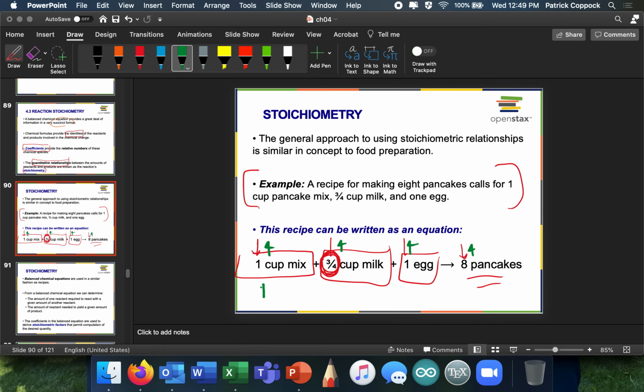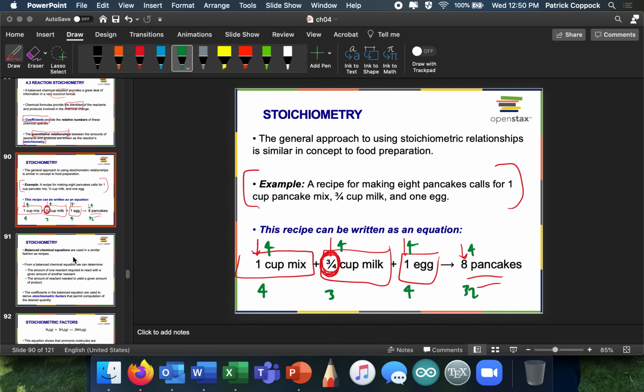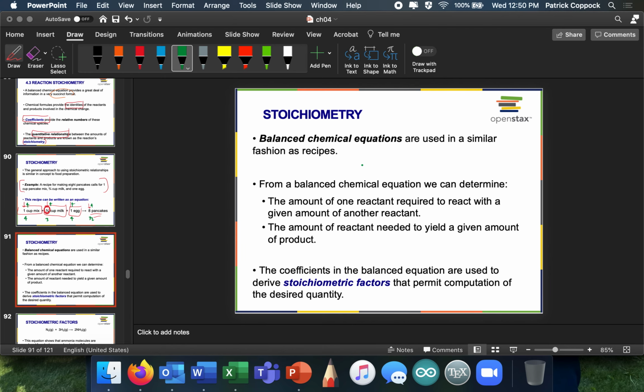This would give me 4 cups of mix, 3 cups of milk, right? Because 4 times 3/4 is 3. 4 eggs and 32 pancakes, right? So that's what we would do if we were going to try to make this quote-unquote balanced, right? All right. So balanced chemical equations are used in the same way.